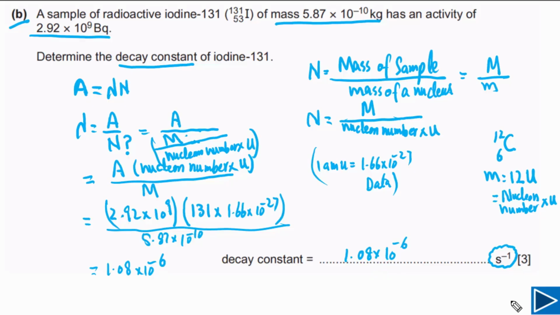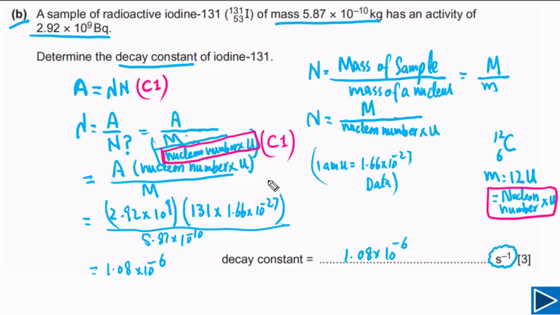And this is our final answer. This question has 3 marks. First mark you will get if you have written this formula. And the second mark you will get if you have written the mass of the nucleus, means mass of one nucleus. This is equal to nucleon number times u. If you have mentioned this, you will get the second mark.